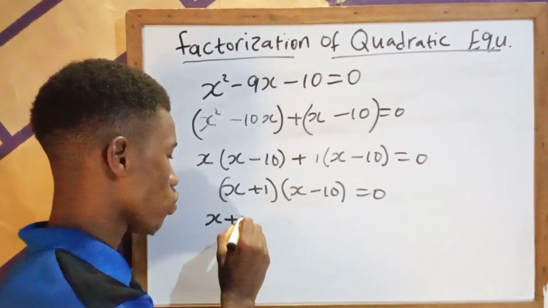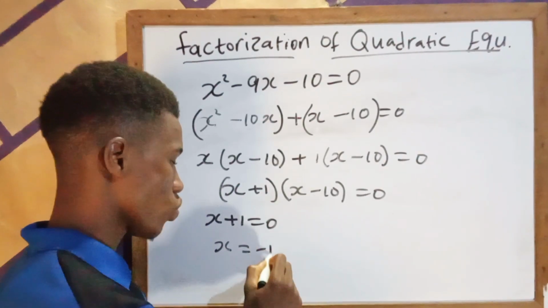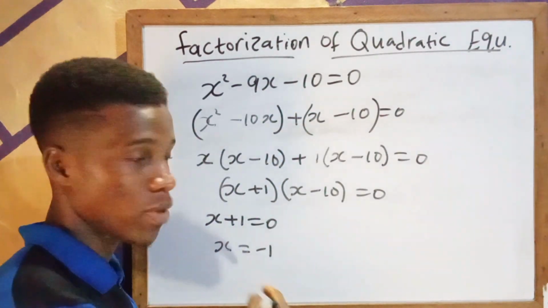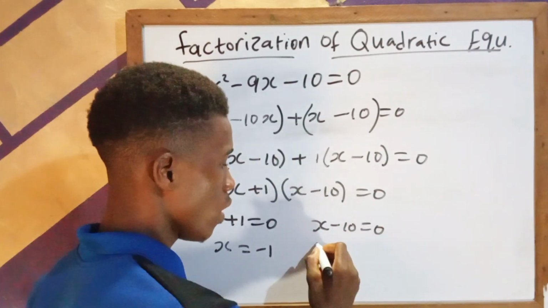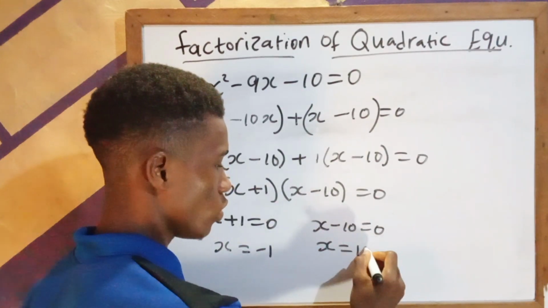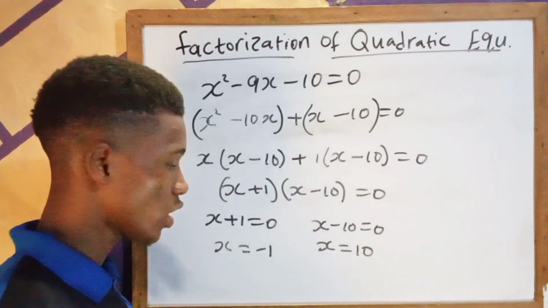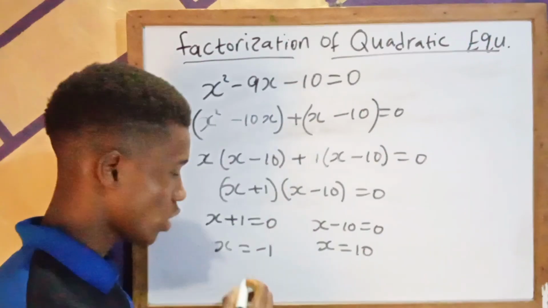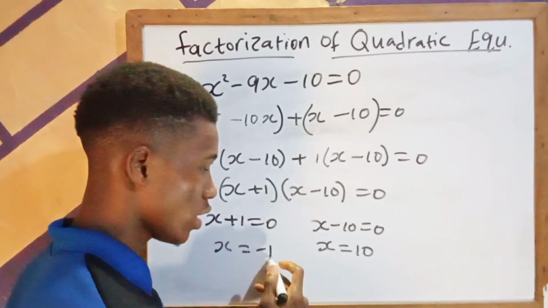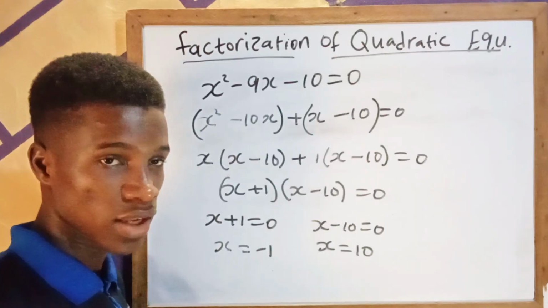So x plus 1 equal to 0. That means x equal to what? Minus 1, because this one will cross over and become minus 1. Then x minus 10 equal to 0, so that x equal to 10. So we see when the negative sign crosses, it changes to positive. We see that these are the roots now. The roots of this quadratic equation now are what? Minus 1 and 10. So these are the roots of the quadratic.